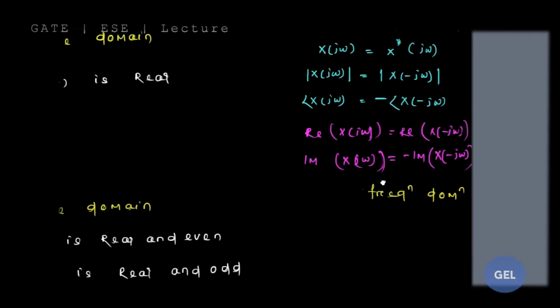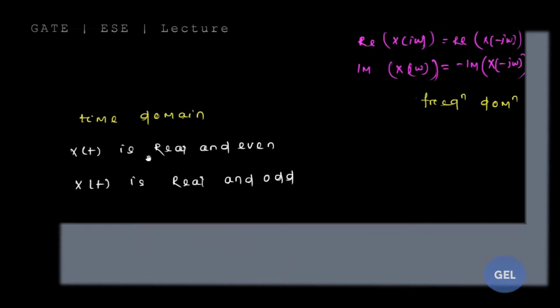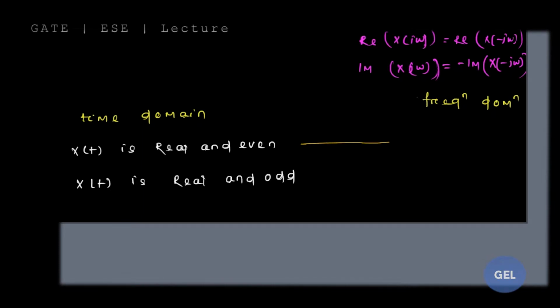Fourier series. And same thing, if your x of t is real and even, in the frequency domain your x of j omega will be, sir, in Fourier series it used to be real and even. Here is also real and even. What, sir? It's the same thing, no? Both are the Fourier representation of a signal, no? How will the things change?